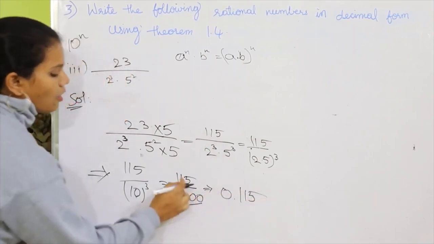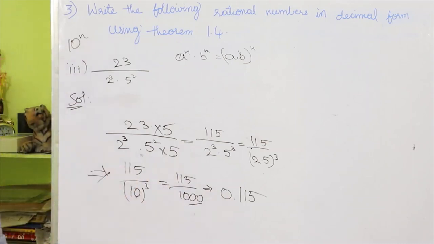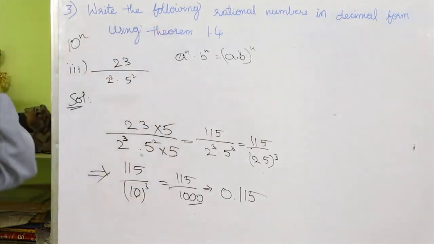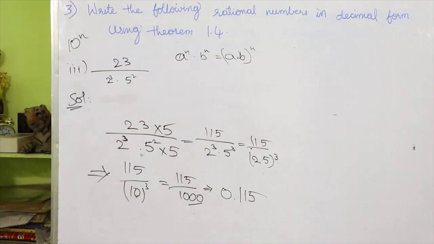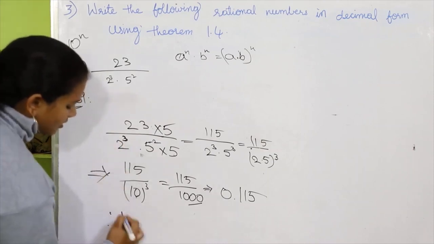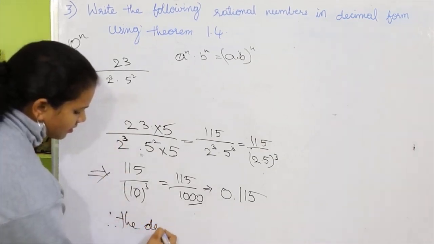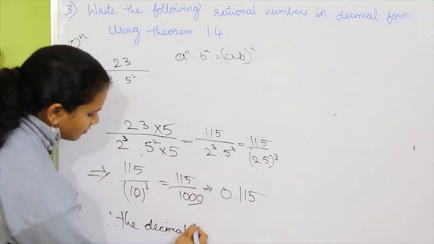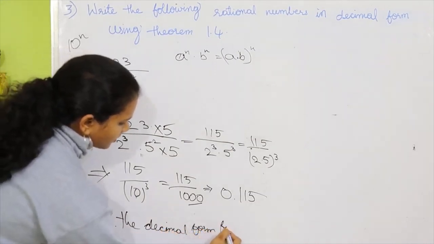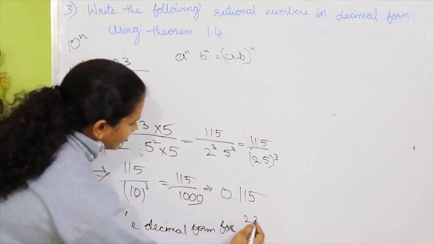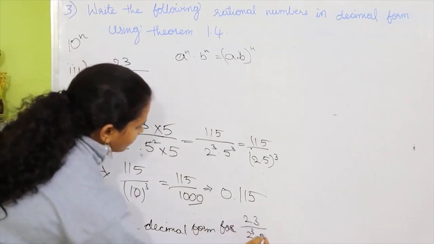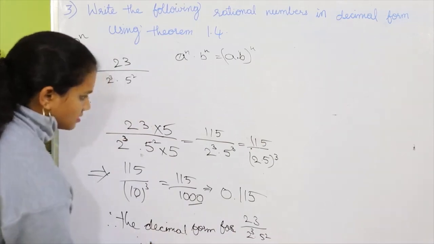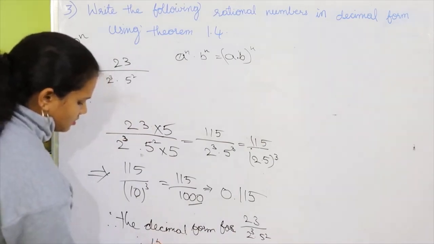Here you have 115 by 1000. If we convert this into the decimal form, this becomes 0.115. Okay, 0.115 will be the decimal form for this given rational number. So therefore, the decimal form for the given question, 23 by 3 cube into 5 square, is 0.115.